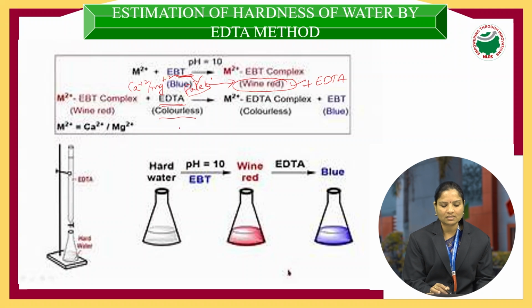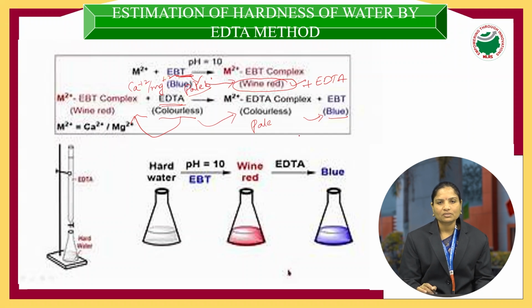The EDTA is a colorless solution, which interacts with the unstable metal-EBT complex solution to form the stable metal-EDTA complex. This complex is colorless, and then the free indicator gives the pale blue color. So this is the reason this EDTA method is also known as the complexometric method.